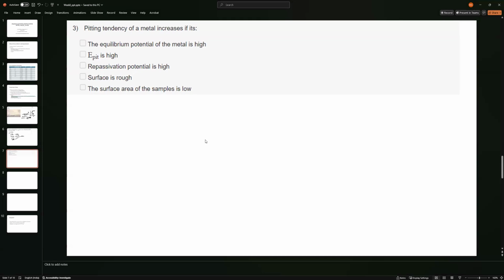The third question was: the pitting tendency of a metal increases if its equilibrium potential is high, E pit is high, repassivation potential is high, surface is rough, or surface area of the sample is low.